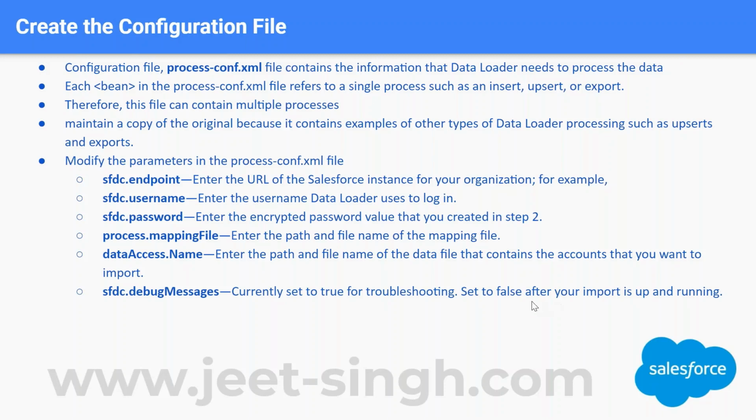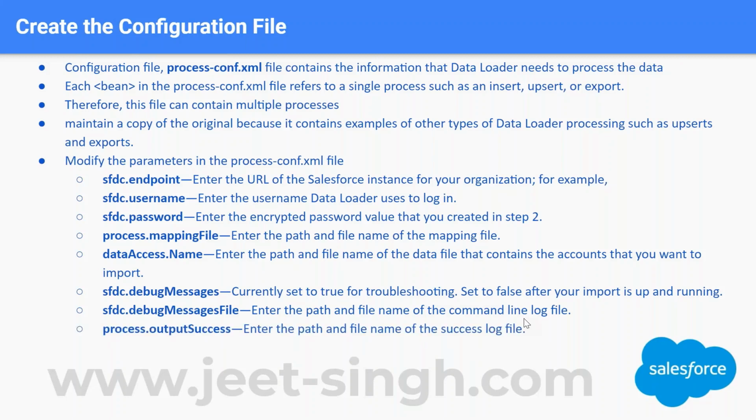sfdc.debugMessages. Now this is currently set to true for troubleshooting; set it to false after your import is up and running. This is basically for troubleshooting any issues. This will show you debug messages while it is trying to process. You can set it to false later on. sfdc.debugMessagesFile. Now this message file is a location where your debug messages can be stored. Okay, you just define a location where this needs to be stored.